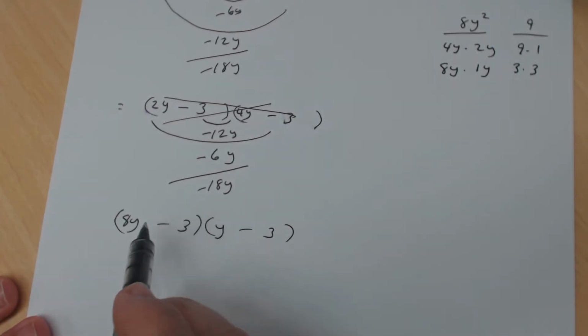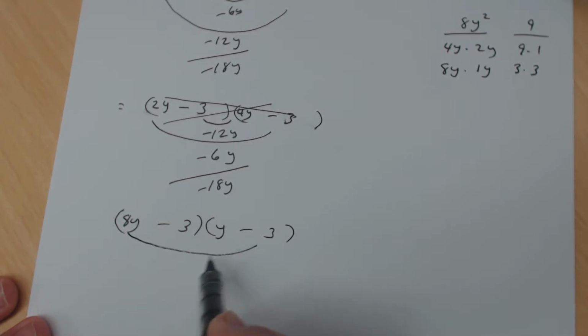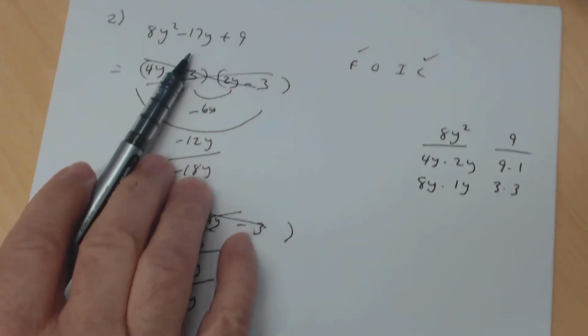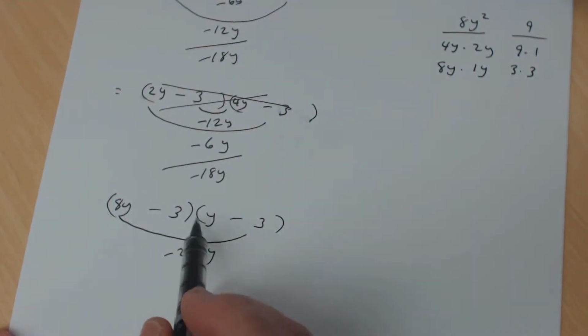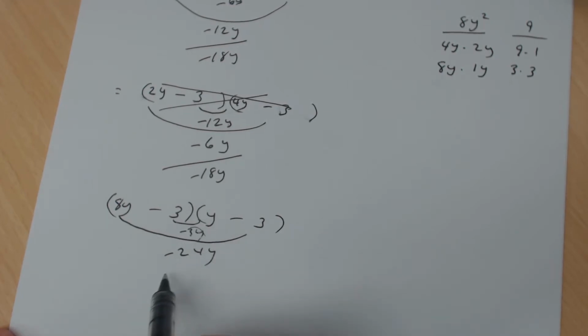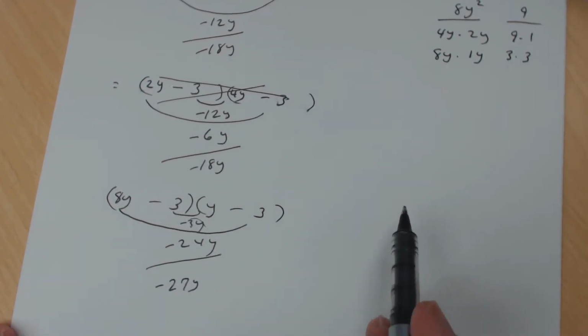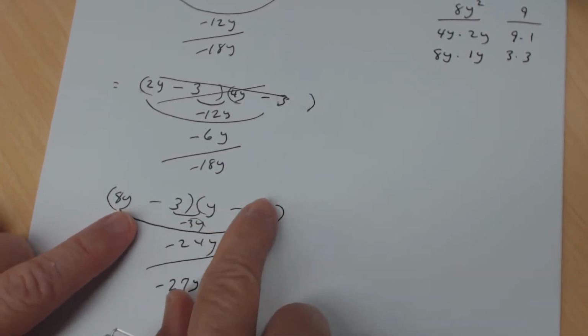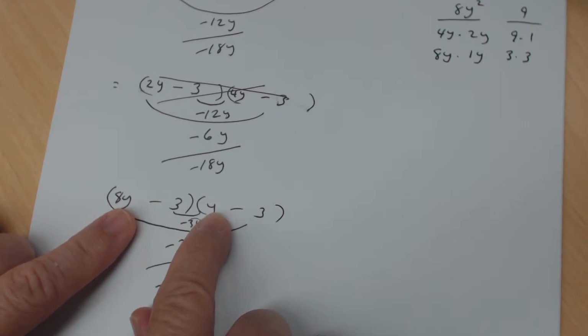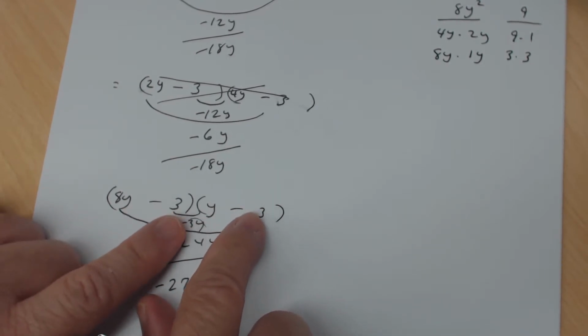Some of you may notice right away that this will not work, because when you look at the outer, that's a negative 24y. It's already bigger than what I wanted, because if this is negative and this is negative, when you add them up, you're going to get a negative 27y. So that didn't work. All right, so switching 8y and y is still not going to matter because these last terms are the same.